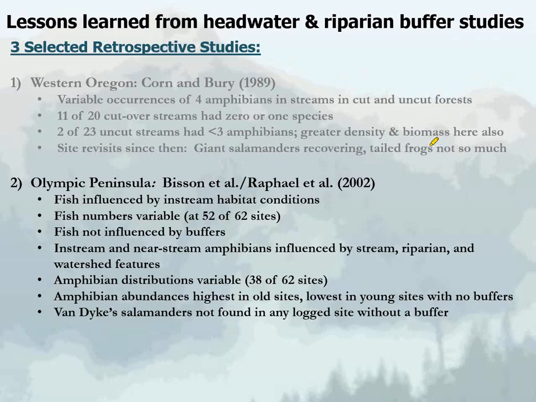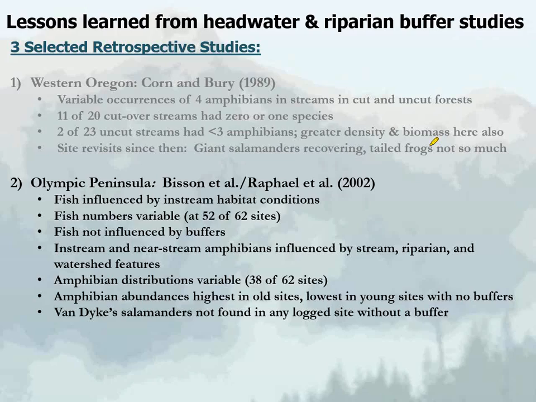In the Olympic Peninsula, Pete Bisson and Martin Raphael did a study with their two research groups and looked at a whole bunch of stuff. There are two papers in a GTR in 2002. They looked at fish and amphibians. The fish they found were influenced by in-stream habitat conditions, and the numbers of fish were highly variable across the study sites. That's very consistent with this concept of a multi-state aquatic ecosystem.